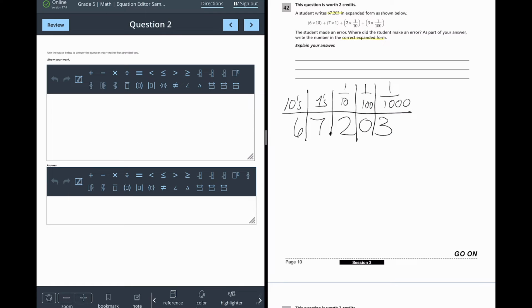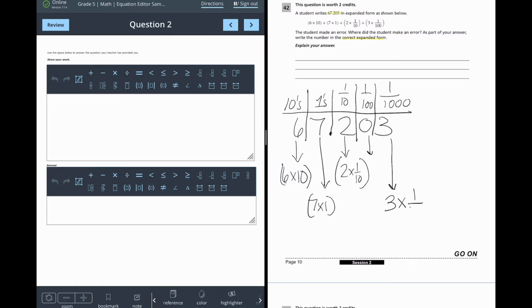Okay, so for the tens place, he wrote 6 times 10, so that part's correct. And then for the ones, he put 7 times 1. That part's correct. For the tenths place, he put 2 times 1/10. That's correct. There's nothing for the 0 place, we can kind of just skip it. And then for the 3, we're supposed to be in the thousandths place, so this is where the error is.